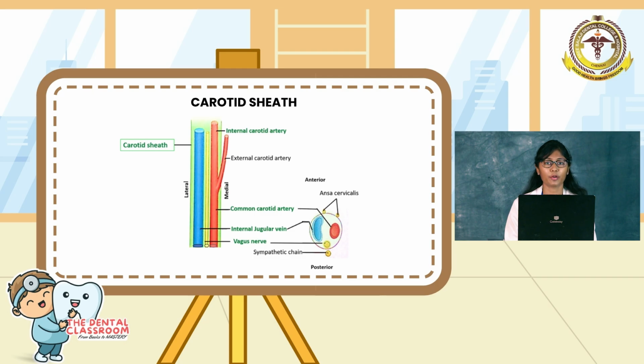This sheath helps protect and organize the major neurovascular structures in the neck like the carotid artery, internal jugular vein and vagus nerve. It is important in surgical procedures as it serves as a landmark, and it also plays a role in the spread of infections or tumors, since these can travel along the fascial planes surrounding the sheath.